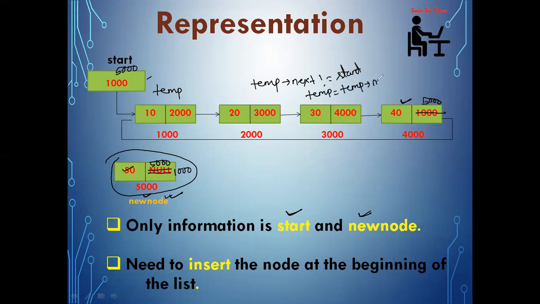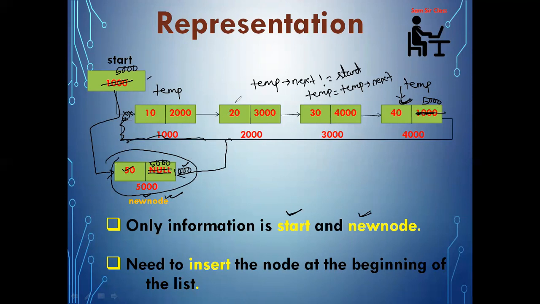Once temp reaches the last node, clear? Now this will be pointed to by temp. Done. Now you can check that new node next will be start, that is 1,000. Start will become new node, so this is 5,000. So the new connection will be established. This connection will be deleted, and temp next will become new node, so that instead of this connection, the new one will be connected.